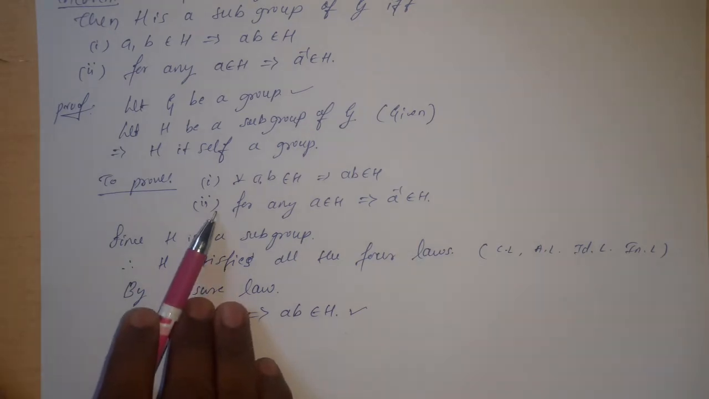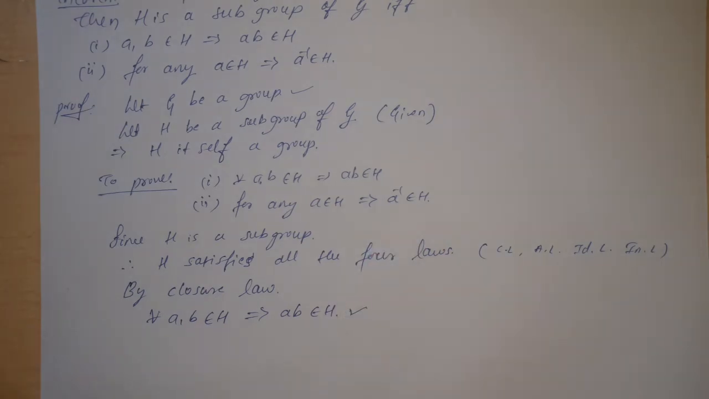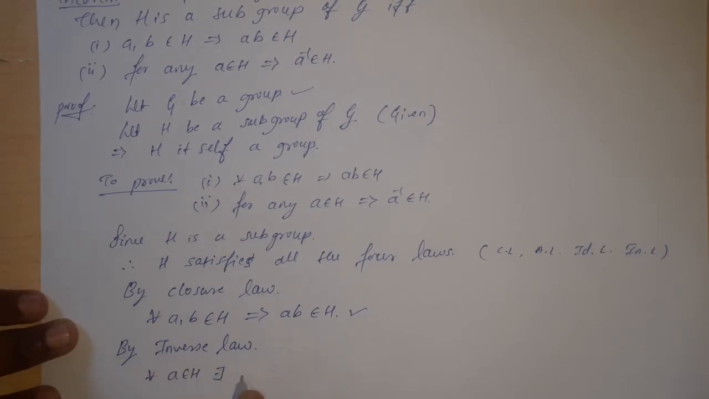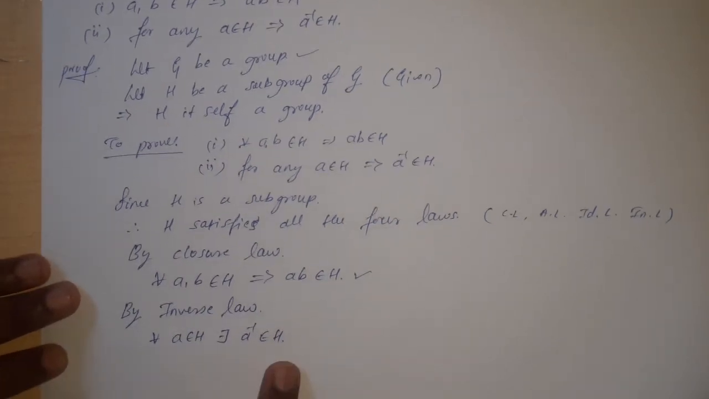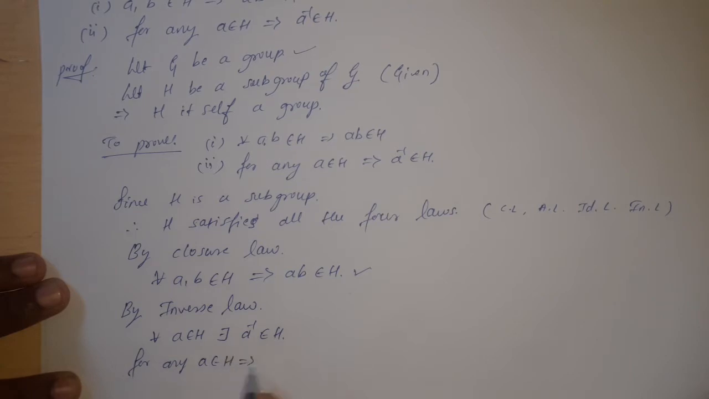Then let us move towards the second point. Here we have A inverse belongs to H, so we can use the inverse property. By inverse law, for all A belongs to H, there exists A inverse belongs to H. That is the statement of the inverse law. Therefore, we can write: for any A belongs to H, it implies A inverse belongs to H.